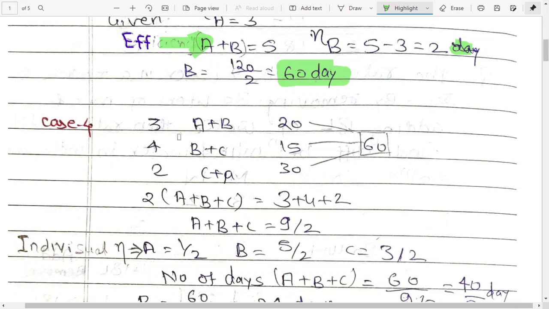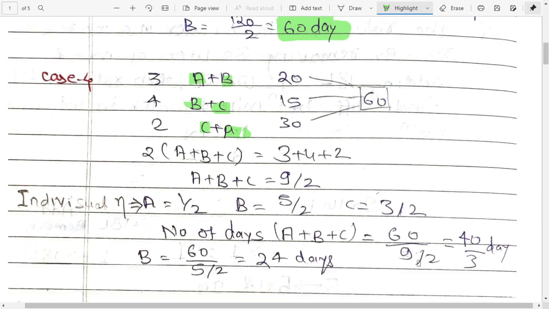If you add all the 3 equations, A+B, B+C and C+A, you will find that there are 2A, 2B, and 2C: A over here, A over here, B over here, B over here, and C over here and C over here. If you add that, A plus B is 3, B plus C is 4, and C plus A is 2. So 3 plus 4 is 7, plus 2 is 9, and there are 2 times. If you divide 9 by 2, you will get A plus B plus C working together with 4.5 efficiency. That is the total efficiency. Individually, you can calculate it based on the data.